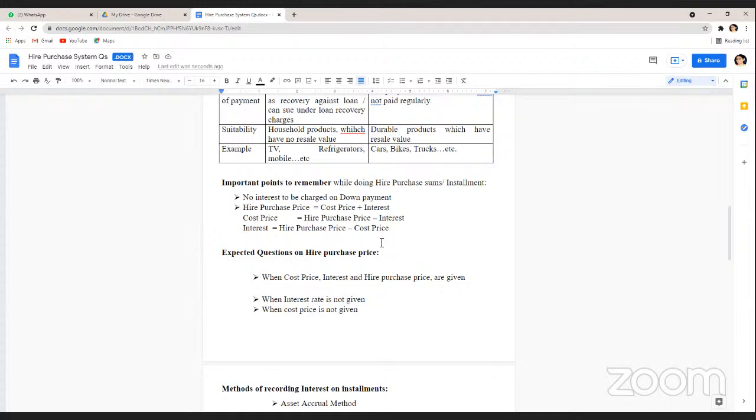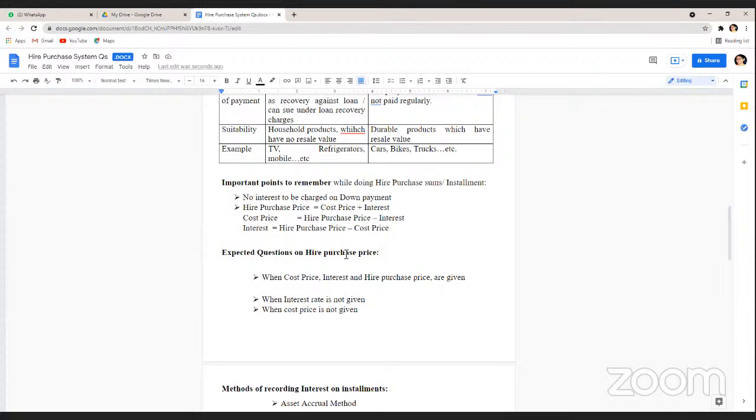Next, how do you get the hire purchase price? Hire purchase price is equal to cost price plus interest. So using this equation, we can either find the cost price or we can also find the interest. Here in this equation, there are three values: hire purchase price, cost price, and interest. Among these three values, if you have any two values, the third one we can find.